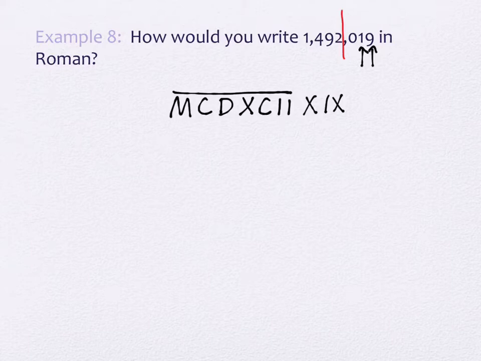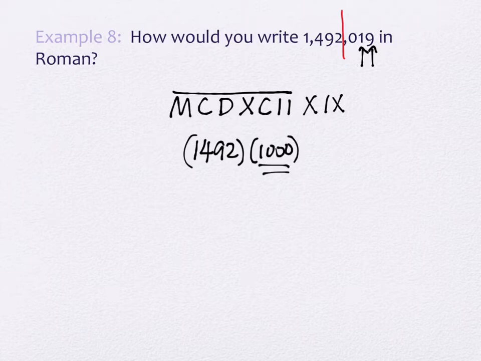What was your reasoning for the bar above? Because we're working with the 1,000. Yeah, so basically what I created here was the number 1492. The bar above means it's times 1,000. So that puts it into the right place so that I've got 1,492,000 instead of 1,492.